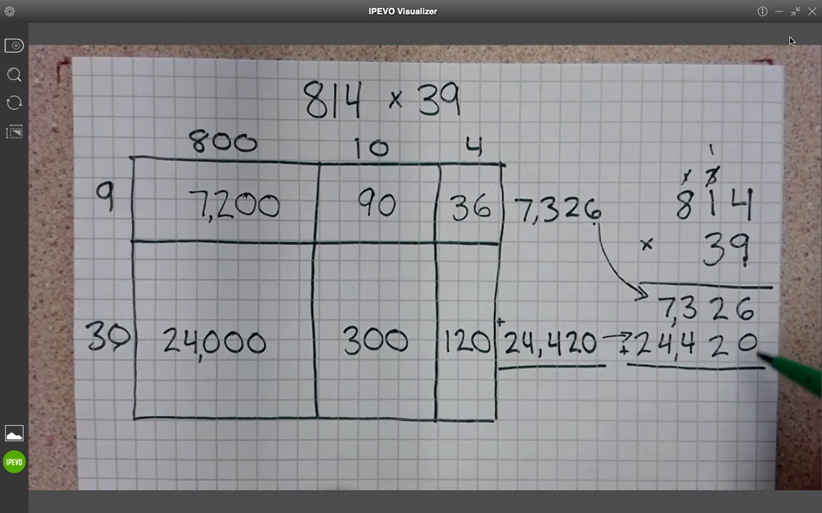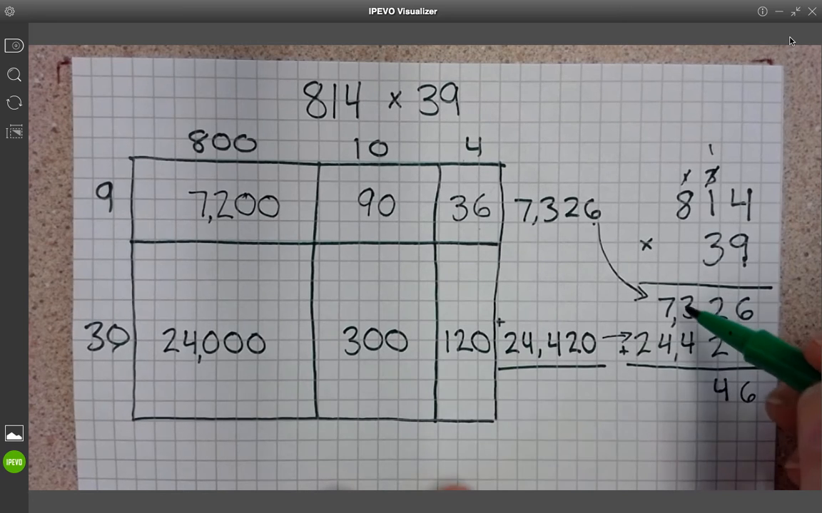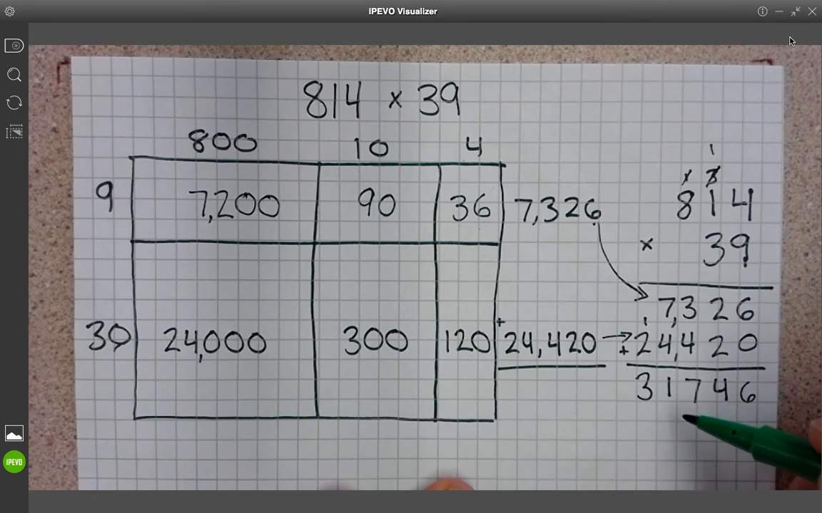So now I'm going to go through and add. 6 plus 0 is 6. 2 plus 2, 4. 3 plus 4, 7. 7 plus 4, 7 and 3 make 10, and 1 more is 11. And 3.